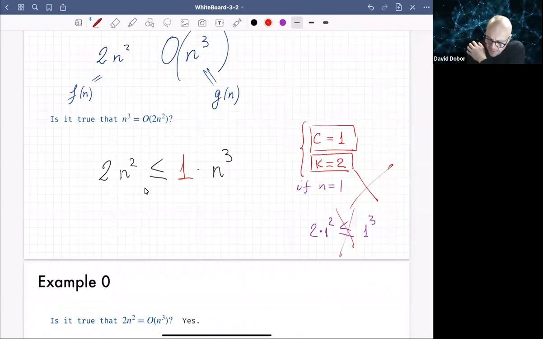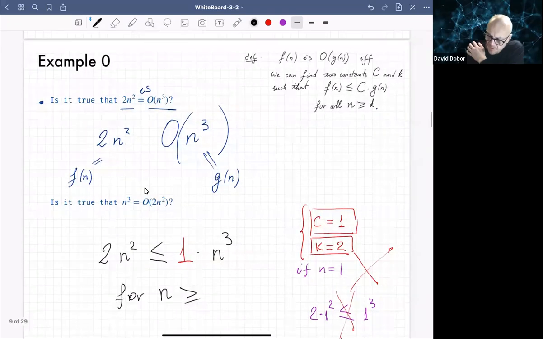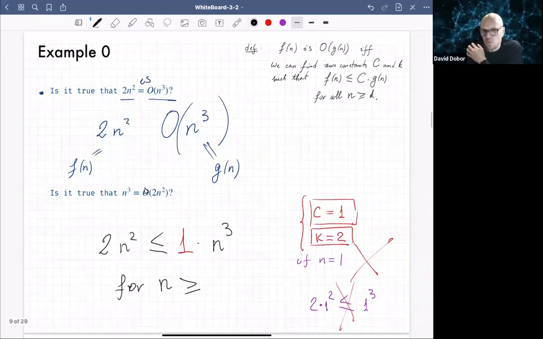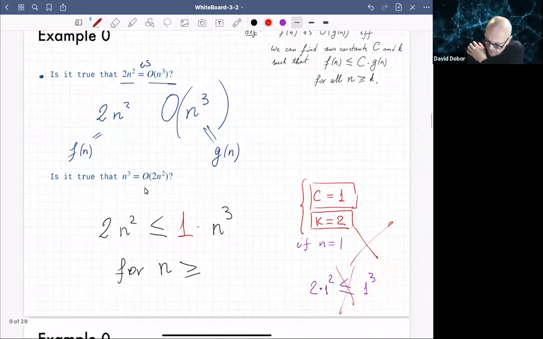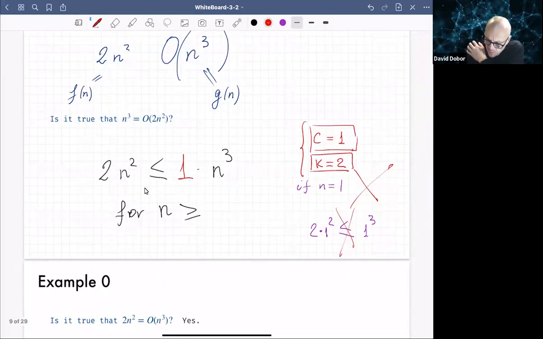So for those n's that are greater than or equal, in fact, that's what I used in the definition. Let's stick with greater than or equal. In the book, you see strict inequality, but that turns out to make no difference. Greater than or equal to K, which is 2. This is my K, and this is my C, just to be clear.